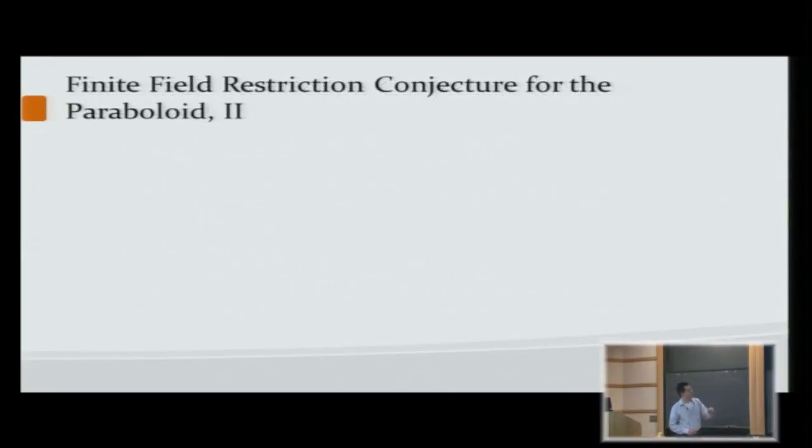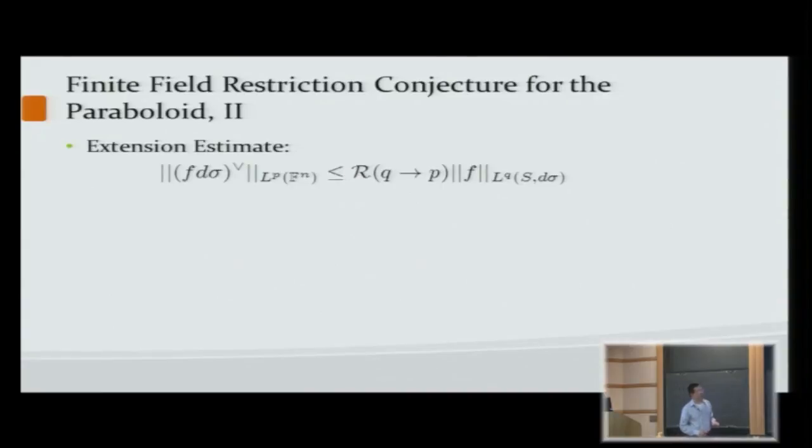Right, and that's just what I said. So I've formulated this in one formulation, which is actually not a restriction estimate, it's called an extension estimate, because I'm starting with a function on the set, and then I'm taking its Fourier inverse and sort of extending it to all of F^n, and there's a logically equivalent formulation of this that's a restriction estimate that looks somewhat different.